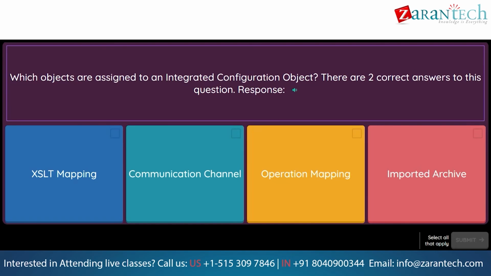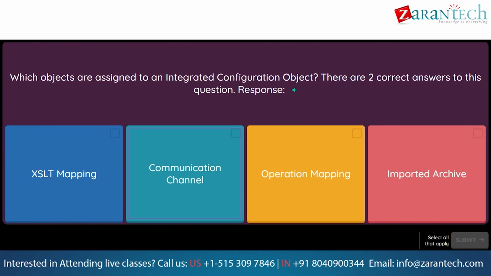Question: which objects are assigned to an integrated configuration object? There are two correct answers to this question. Response: Option 1 XSLT mapping. Option 2 communication channel. Option 3 operation mapping. Option 4 imported archive.